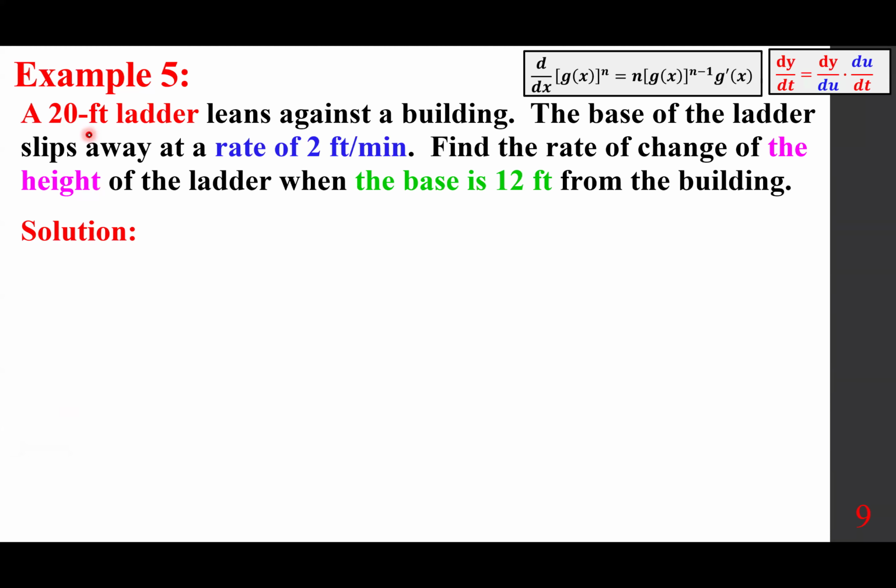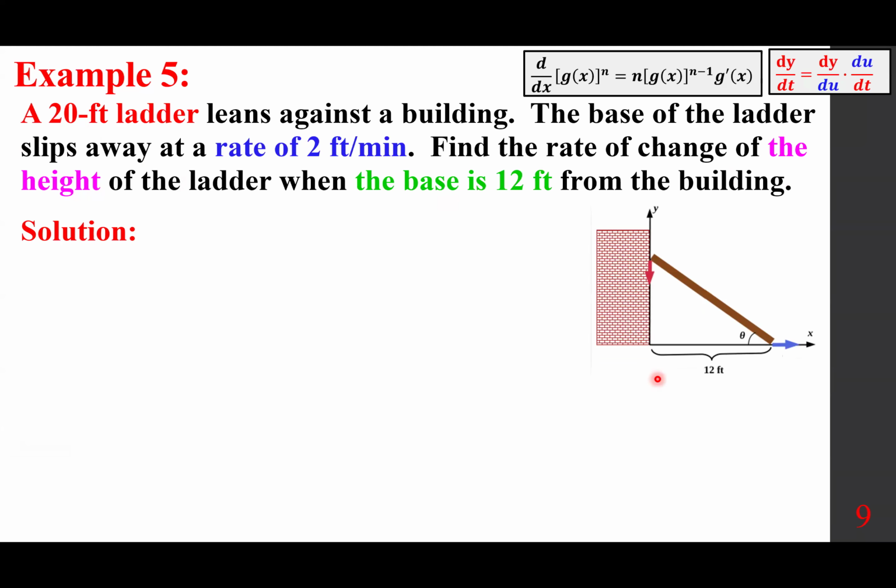A 20-foot ladder leans against a building. The base of the ladder slips over at the rate of 2 feet per minute. Find the rate of change of the height of the ladder when the base is 12 feet from the building. You have to have it drawn. So here's the building or the wall. Here's the ground, and it's slipping away this way.